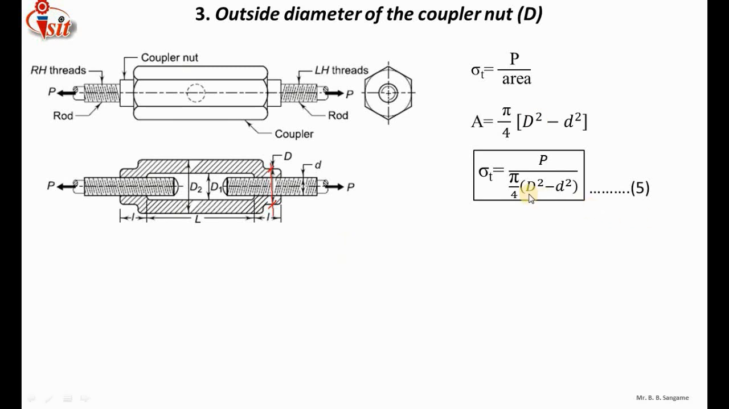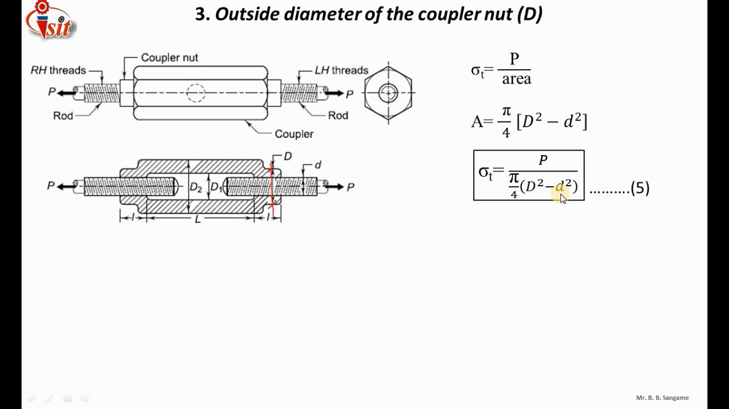So from this expression we can calculate the value of capital D, because in the previous one we have calculated small d, we have the magnitude of force which is applied. So here I have considered the normal load. I have not considered the design load, because here we are going to find out the outer diameter of coupler nut. There is no need to consider the design load, because here we are not dealing with the threaded portion. So by using this formula you can calculate the capital D.